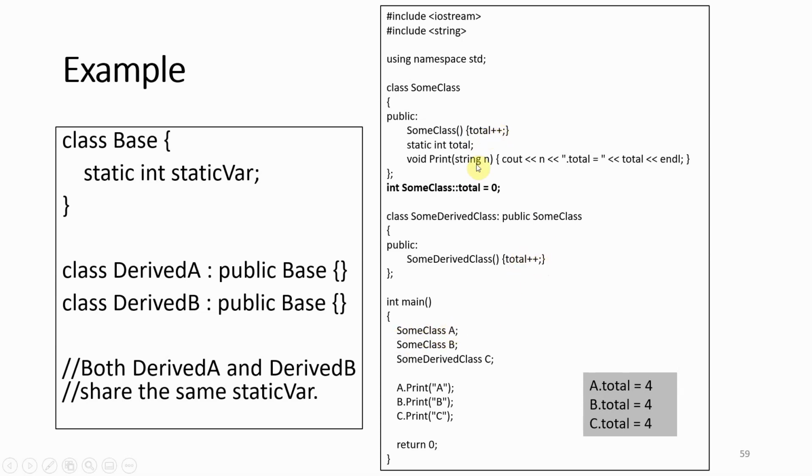So when we have some class A, total becomes 1. Some class B, what's going to happen in some class B? It's going to become 2. So it was 1, 2. What's going to happen here? It's going to go here, but the default constructor for the derived class is going to call the base constructor. So total becomes 3, and then finally becomes 4. And A, B, C would share the same static member variable. So both the derived and the base, and all the derived classes and the base, would share the same static member variable.